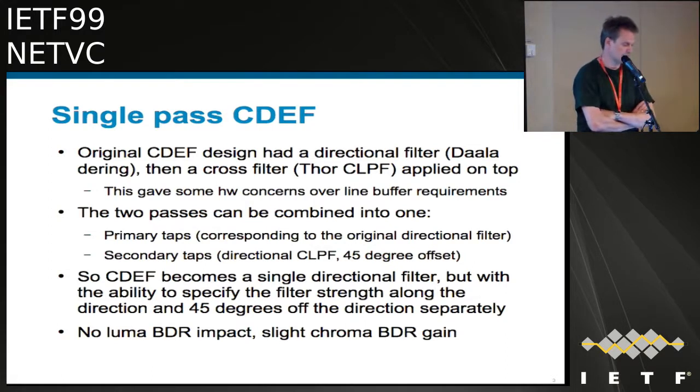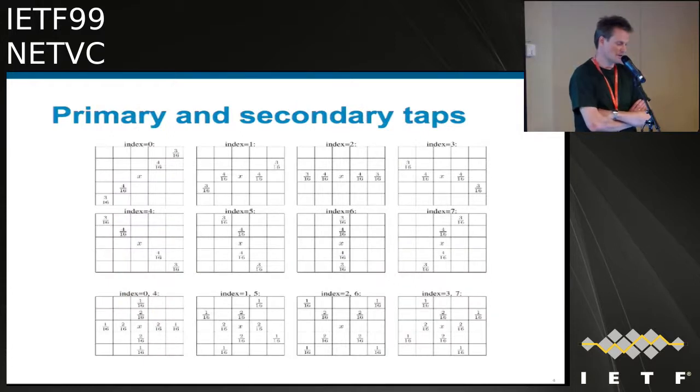So these are the taps. The first eight matrices are the primary taps, which will be weighted with the primary strength, and the lower matrices are the arrangement of the secondary taps, which will have a separate strength.